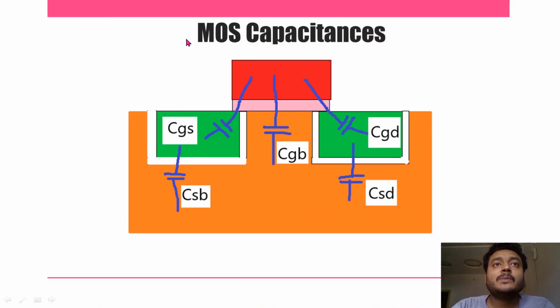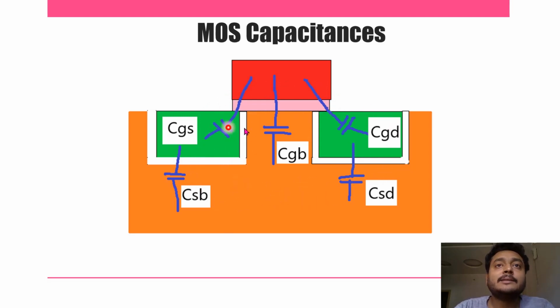We are already familiar with the structure of the MOSFET. In the structure you can see a source region, and this will be our drain region, polysilicon, silicon dioxide, and the substrate. In many cases capacitance exists here, so we call these parasitic capacitances.